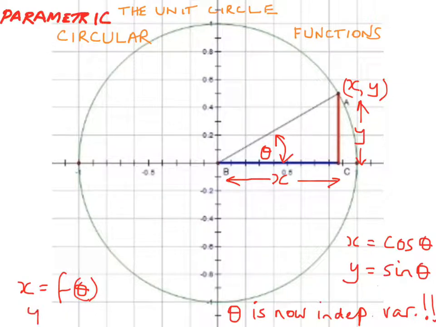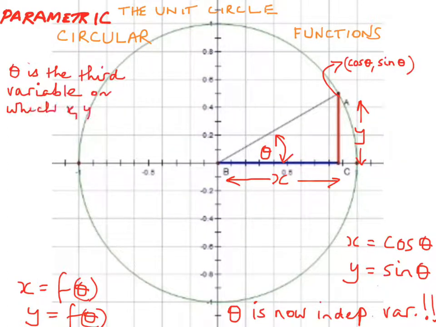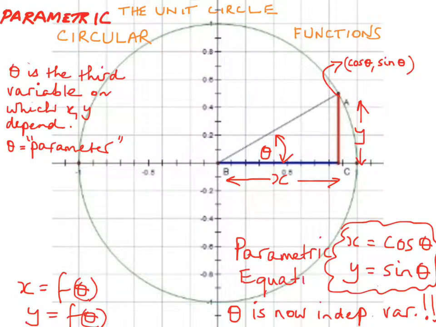In fact, x is a function of theta, y is a function of theta, and we could now replace the coordinates that we had for that point A, which was x and y. We're now replacing it with cos theta and sine theta, because the whole thing is driven by theta. Theta is the third variable on which x and y depend, and therefore theta is called the parameter. And x is cos theta, y is sine theta. This is parametric form, parametric equations.